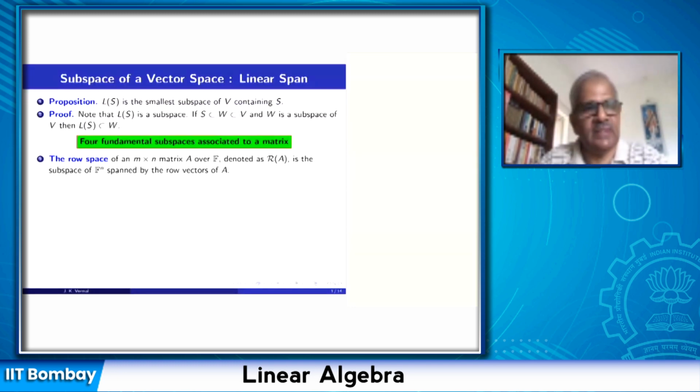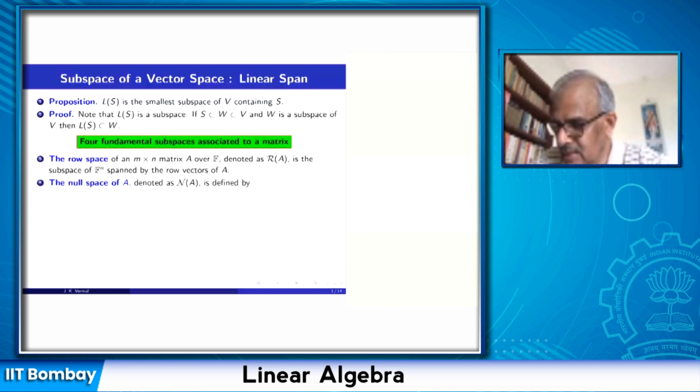So the row space of an m by n matrix over a field of scalars: take an m by n matrix and look at the rows of the matrix. The rows live inside n-dimensional Euclidean space. So we have row vectors, a subset of Fn, and we take the linear span of all the row vectors of the matrix. That is called the row space.